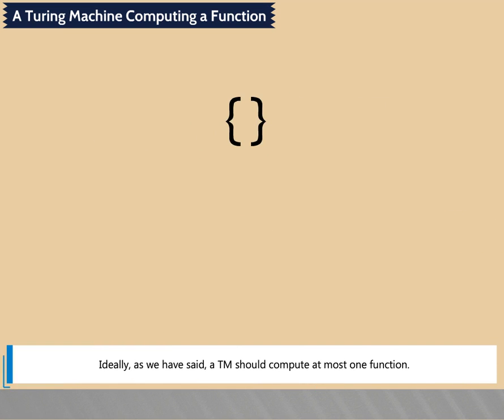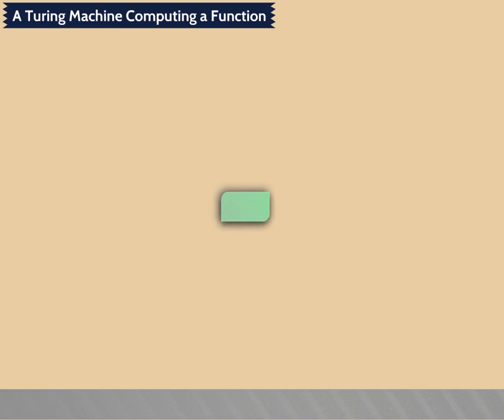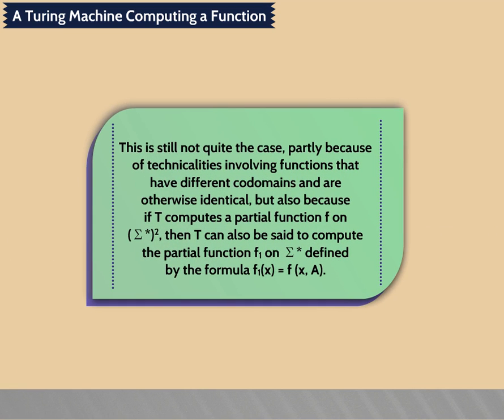Ideally, as we have said, a TM should compute at most one function. This is still not quite the case, partly because of technicalities involving functions that have different codomains and are otherwise identical, but also because if T computes a partial function f on (Σ*)^2, then T can also be said to compute the partial function f1 on Σ*, defined by the formula f1(x) = f(x, a).